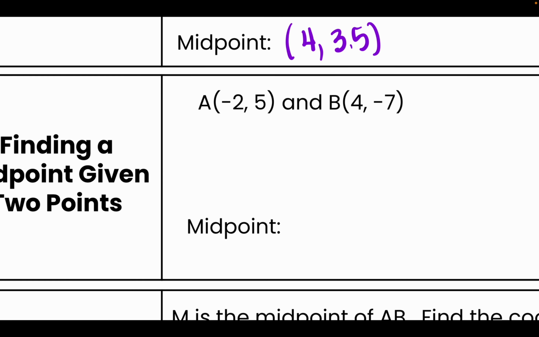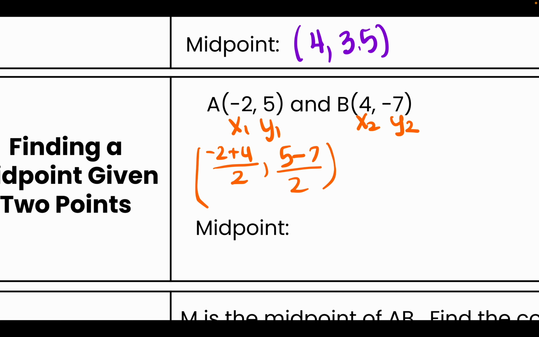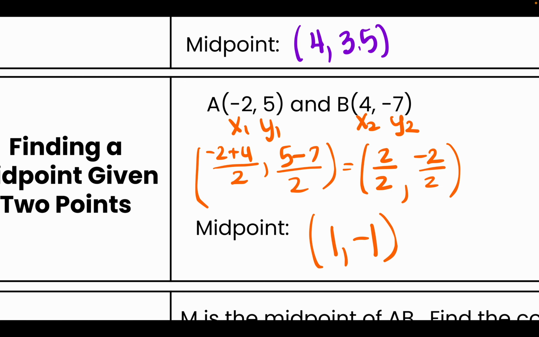Okay, so more midpoint practice, not on a graph. Again, let's just go ahead. I like to label our points. So x1, y1, x2, y2. Do our x's first, so -2 plus 4 divided by 2. 5 minus 7 divided by 2. So we get 2 over 2 for our x, -2 over 2 for our y. Divide that out, so our midpoint is at 1, -1.